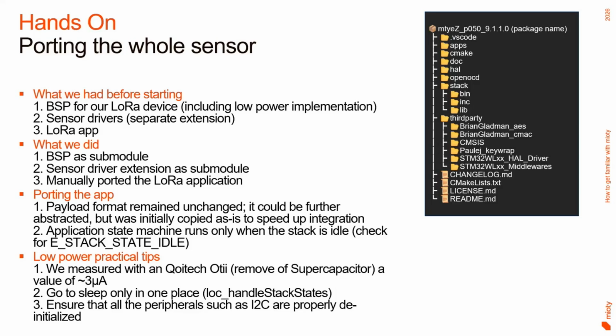Then another really important point is to go to sleep only in one place, which is already handled by the stack. Handle stack states is the function name for it. And don't do funny games like going to sleep randomly also in your own app. Then, of course, ensure that all peripherals, such as the I2C that you might introduce yourself, are properly deinitialized and all the pins are reset to high impedance. With these tips, you will come to a pretty low power consumption quite fast. For us, that was roughly around 3 microamps, which can give you battery lifetimes of up to 10 years.